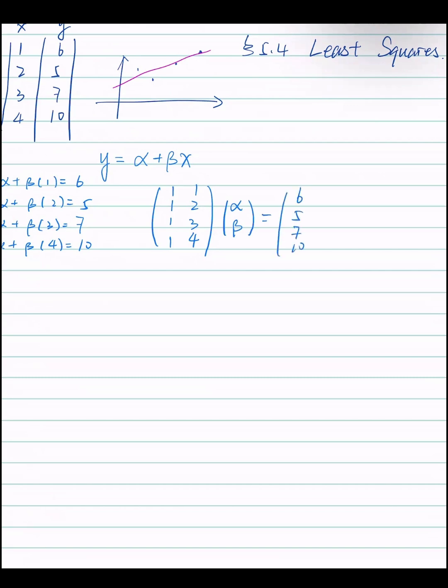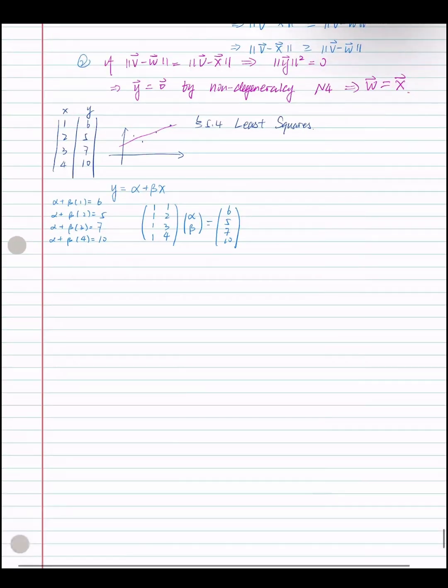However, we cannot solve this equation because it's overdetermined. We have way more equations than what we need. We have 4 equations for 2 unknowns. So what we can actually do is find the closest line that matches all of the data points.